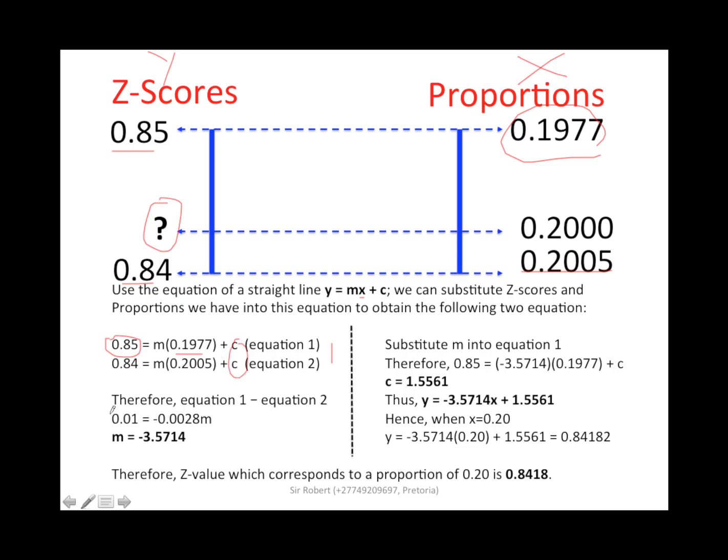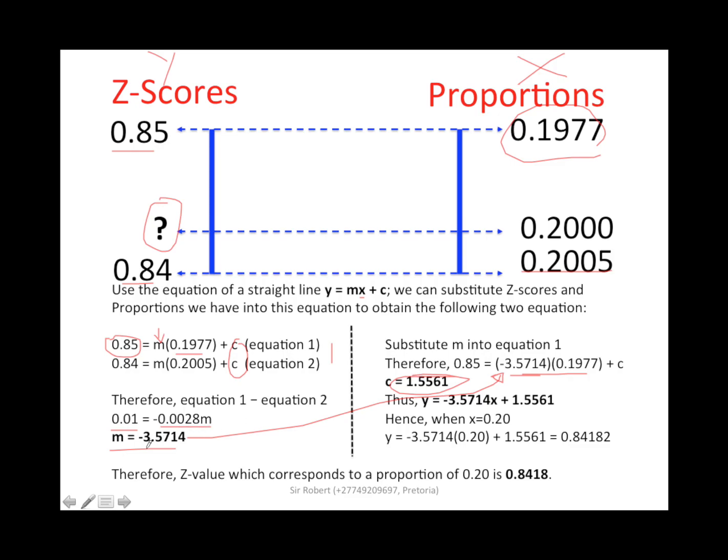Then from there we are left with 0.85 minus 0.84, you get 0.01. And you separate this one from this one, you get minus 0.0028 m. So we solve for m and we get m is equal to minus 3.5714. So we substitute m into equation 1. So we put our m, since we now know the value of m. Remember, this is the m. We substitute here: 0.85 equals minus 3.5714 times 0.1977 plus c. So once we do that, we simplify this expression and we subtract it from there. So you're supposed to get your c.